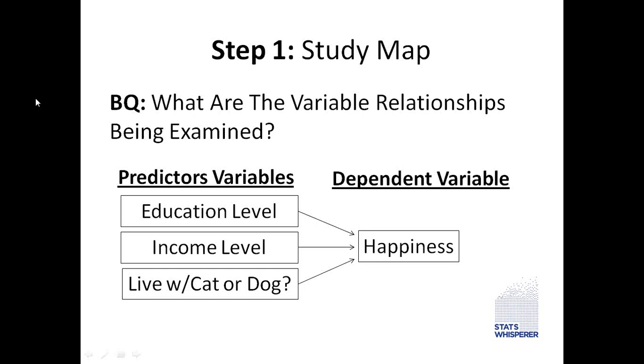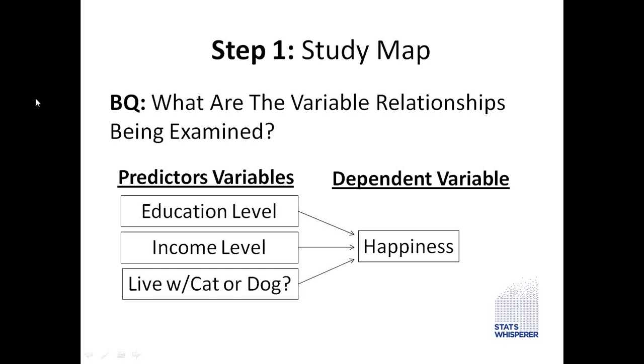So step one, the study map. Now, this may look kind of simple, right? Just mapping out the relationship between the variables. But many times, when you read a published quantitative study, you might find that if you tried to actually do this based on the information presented in the study, you can't make it out, right? You might not be able to clearly say, this is the dependent variable.